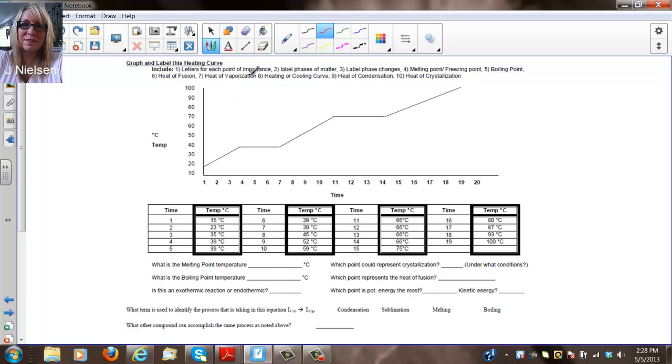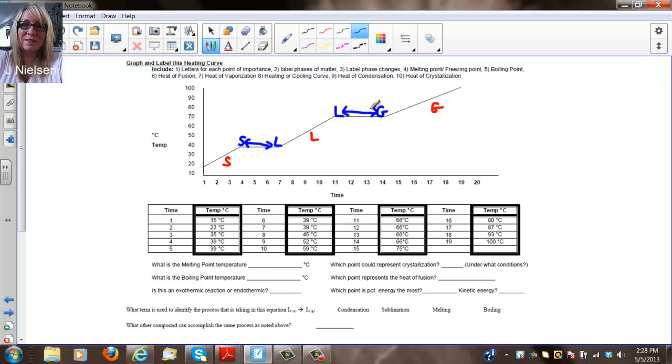So the first thing they want us to do is label the phases of matter. So let's get right on this. Solid, liquid, gas. This is a heating curve. Right away you should know that it's going uphill, so it's going to be endothermic. They want us to label the phases of matter. So we've got solid going to liquid here, and we've got liquid going to gas up here.